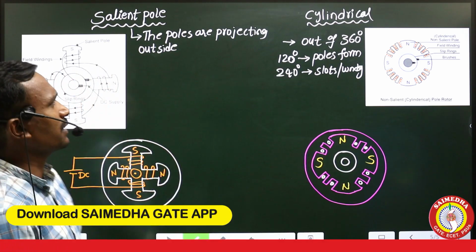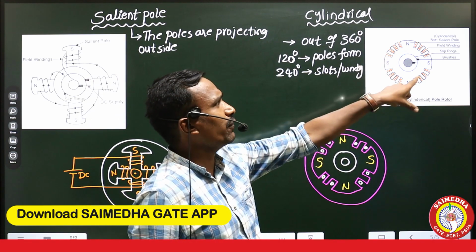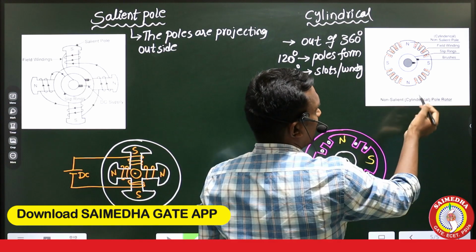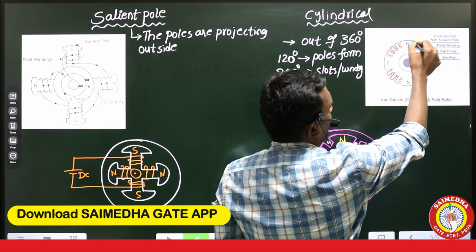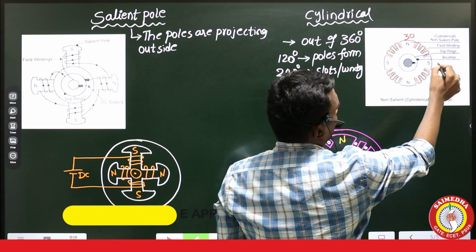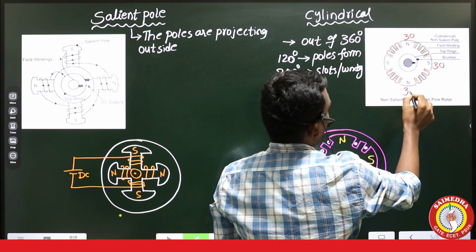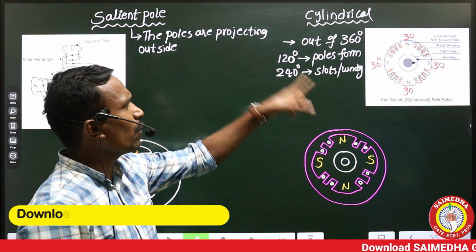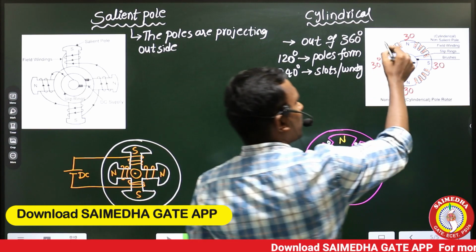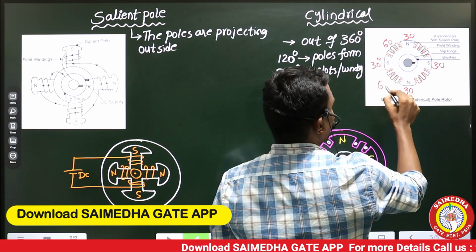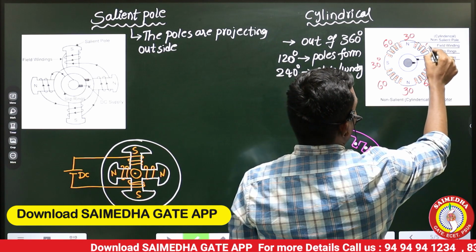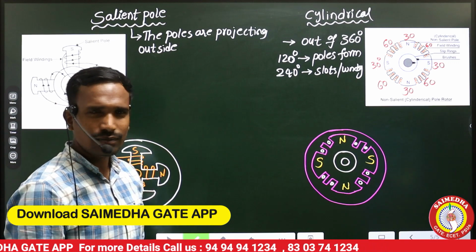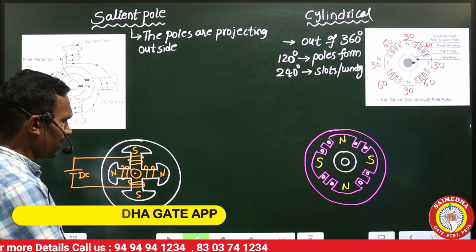Here the poles are projecting outside, but here out of the total rotor periphery, 120 degrees is for poles formation. For example, out of 360, here 30 degrees of rotor periphery, 30 degrees, 30 degrees, and 30 degrees, making 120 degrees for poles formation. And the remaining 60 degrees, 60 degrees, 60 degrees, and here also 60 degrees, completely 240 degrees for slots or winding. This is about the cylindrical and salient pole.